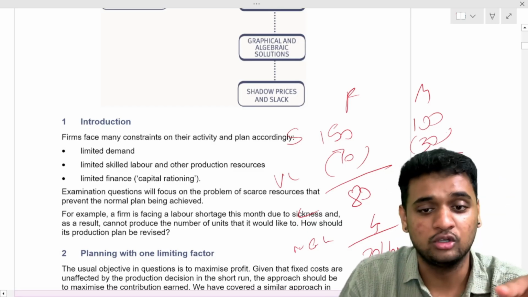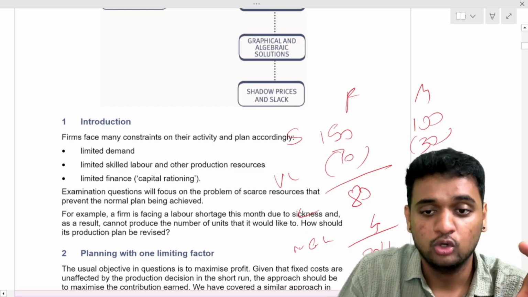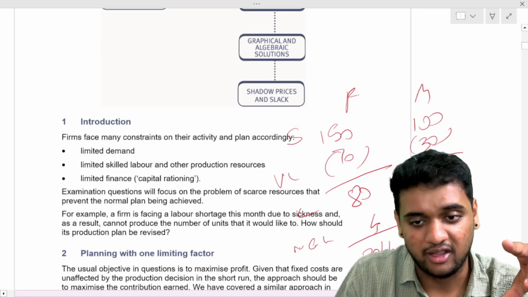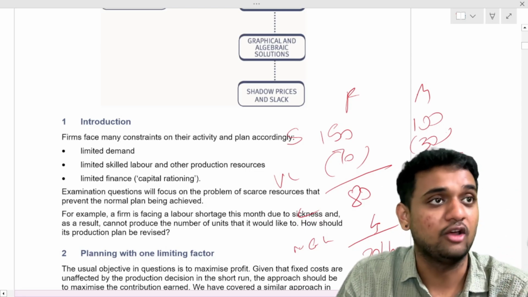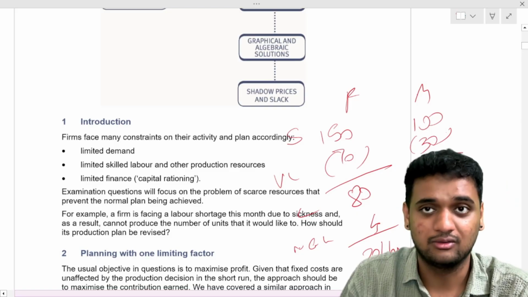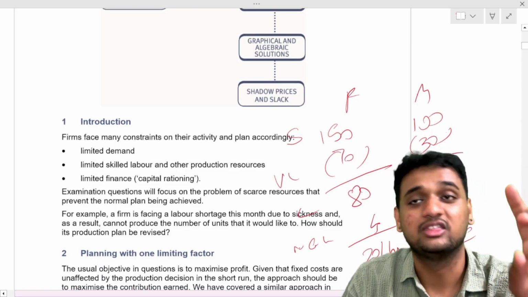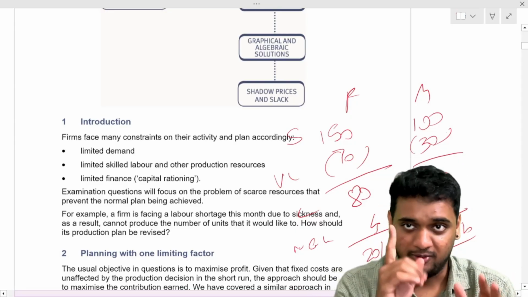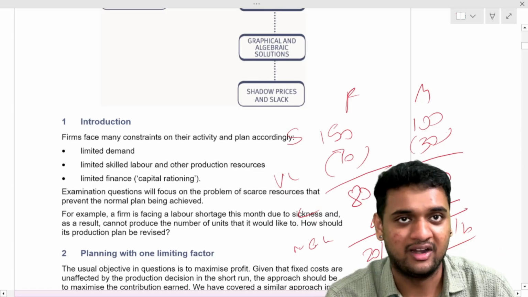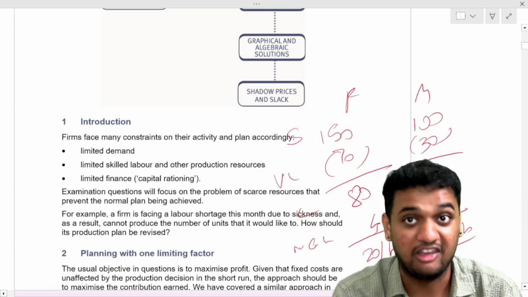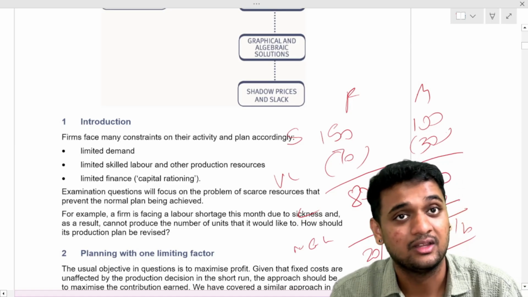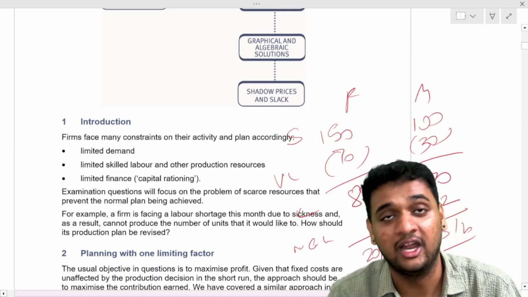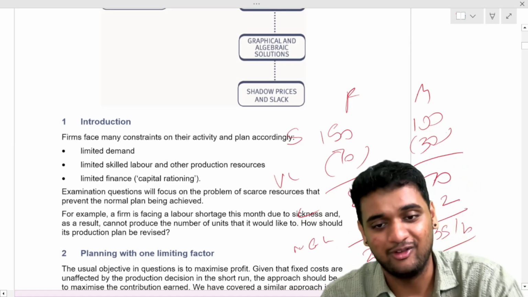Whereas for momos, how many hours are required? 2. So 70 divided by 2 is 35 per hour. So for 1 hour of your labor time on momos, you will get 35 rupees contribution. Earlier, if my chef spends 1 hour on fried rice, we will get 20 rupees contribution. If my chef spends 1 hour on momos, we will get 35 rupees contribution. So here we will choose momos.